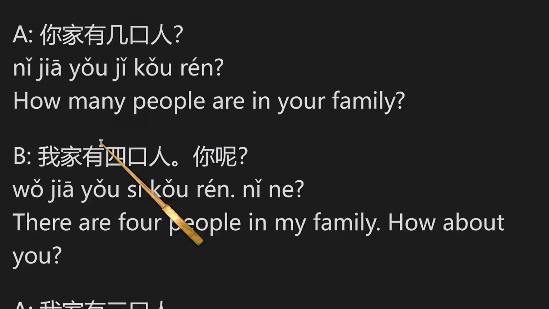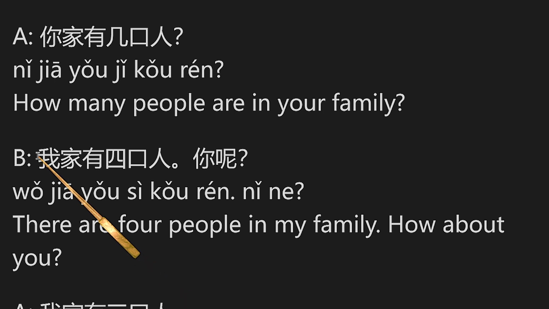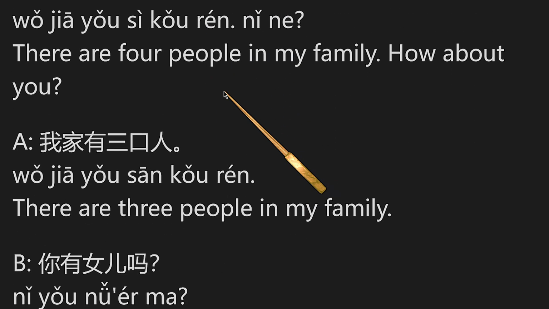The second one: there are 4 people in my family. How about you? 我家有4口人。4口人, 4 people. My family has 4 people. 你呢? What about your family? 你呢? How about you? Or you say, you speak. Alright, you speak now. There are 3 people in my family. 我家有3口人。Also, we can speak like that.